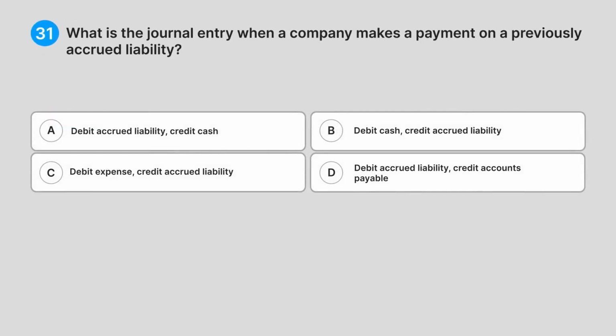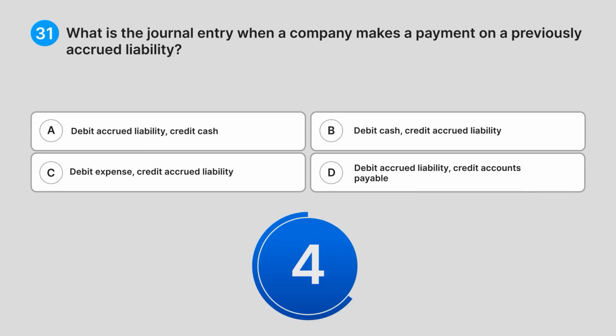31. What is the journal entry when a company makes a payment on a previously accrued liability? A. Debit accrued liability, credit cash. B. Debit cash, credit accrued liability. C. Debit expense, credit accrued liability. D. Debit accrued liability, credit accounts payable. Can you guess the answer?